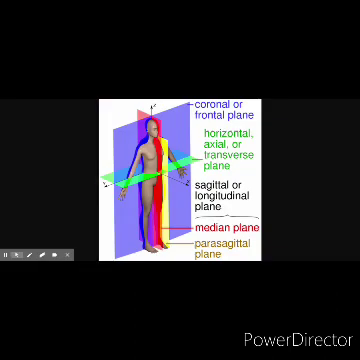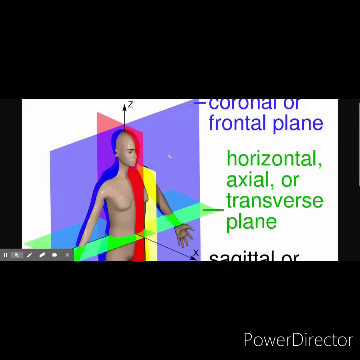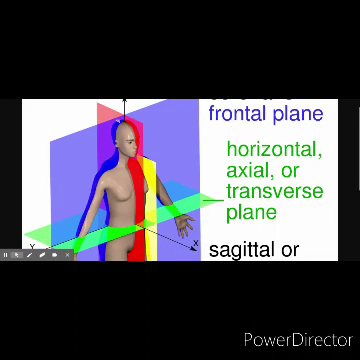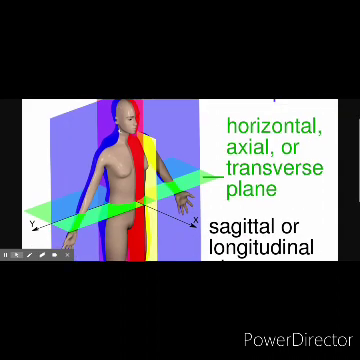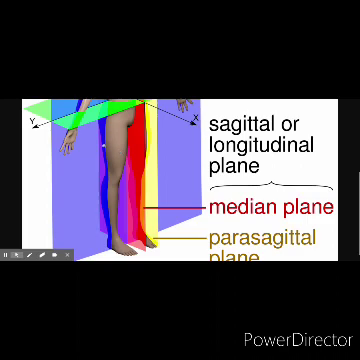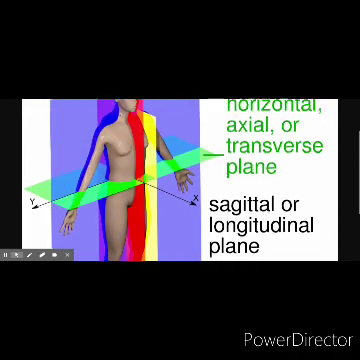Next we have the anatomical planes of the body. First we have the frontal plane, which divides the body into anterior and posterior. Then we have the horizontal or transverse plane, which divides the body into superior and inferior sections. And finally we have the sagittal or mid-sagittal plane, which divides the body into equal left and right sections.